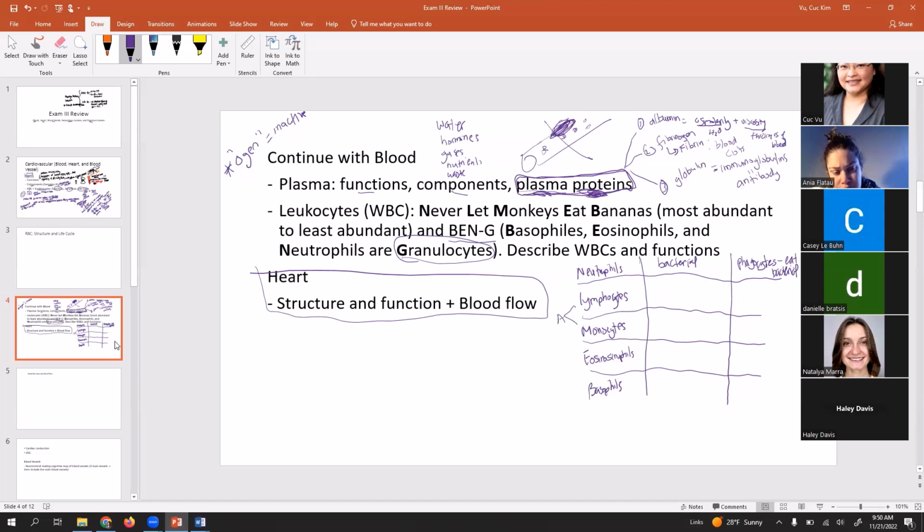Because remember, Benji. So Ben means basophil. What does the Benji stand for? Basophils, eosinophils, and neutrophils are granulocytes. I see. Okay.